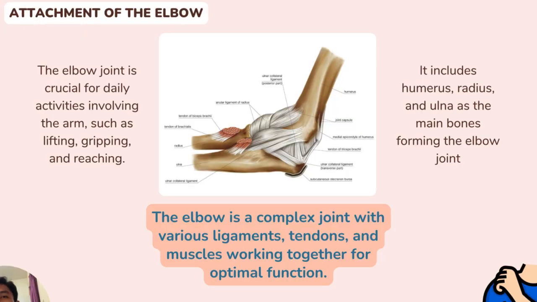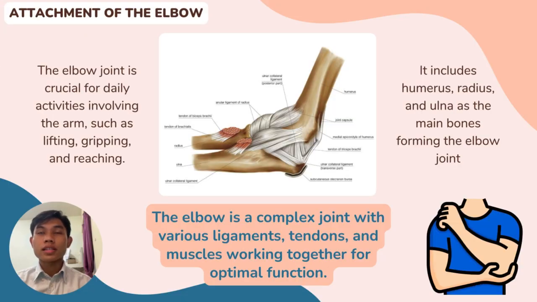The elbow joint serves as a pivotal connection point between the upper arm and our forearm. It facilitates essential movements like bending, straightening, and rotating the arm. Its structure allows us to perform daily activities such as lifting, gripping, and reaching with precision and efficiency.